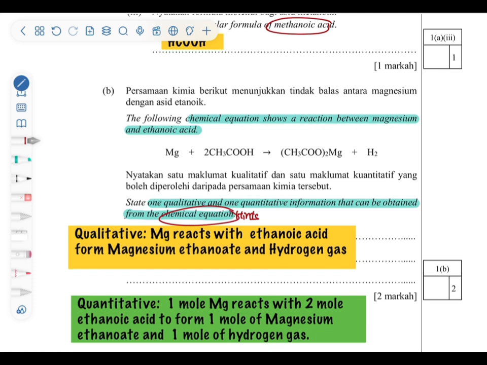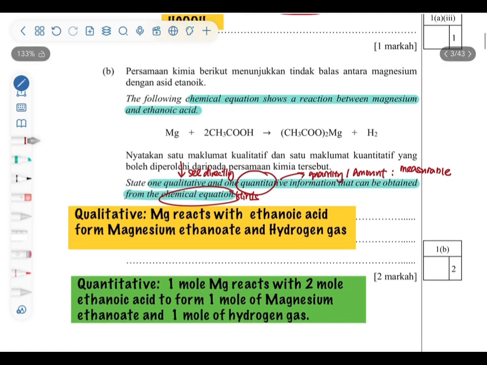Next, we are going to understand what is meant by qualitative and what is meant by quantitative. Qualitative is something that you can see directly from the equation. Quantitative is something related to quantity, or another word for it, amount. Since it is a quantity or amount, it must be something that we can measure. So for sure, you will come across numbers that indicate the amount of the chemical substance in a particular chemical reaction.